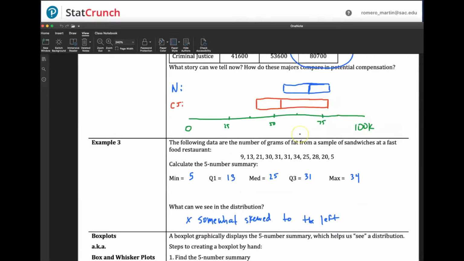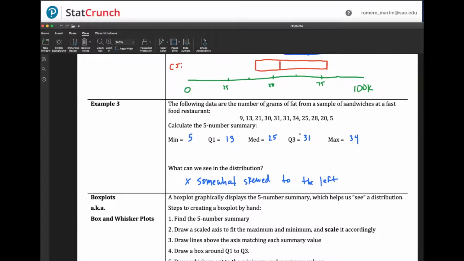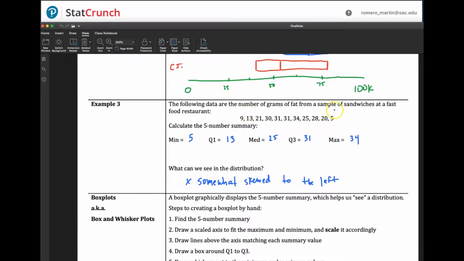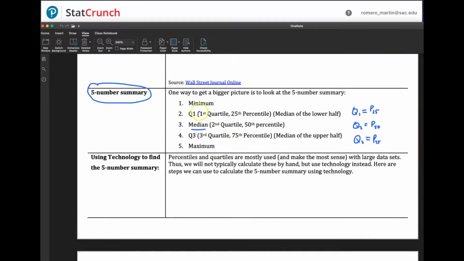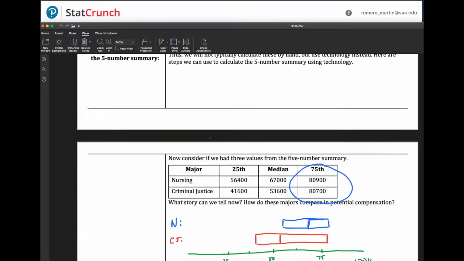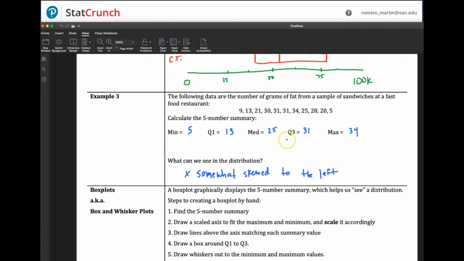Let's look at example 3 here. The following data are the number of grams of fat from a sample of sandwiches at a fast food restaurant. So you have these values. Calculate the 5-number summary, which means you need to calculate the minimum, 25th percentile, median, 75th percentile, and maximum value. The min and max are easy. You just look at those: 5 and 34. But these other ones take a little bit more effort, right? We did that little exercise earlier.